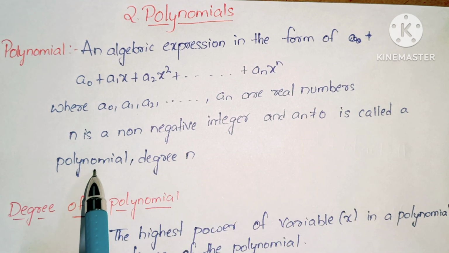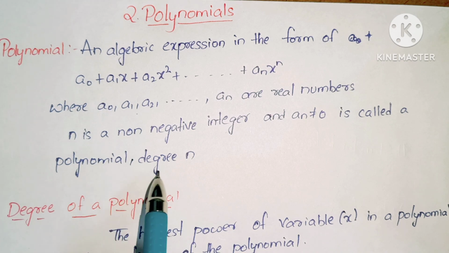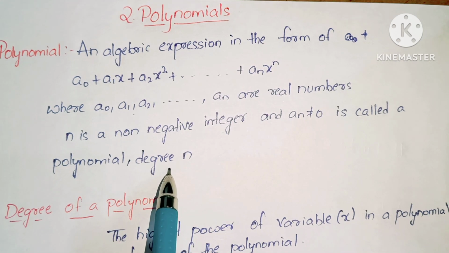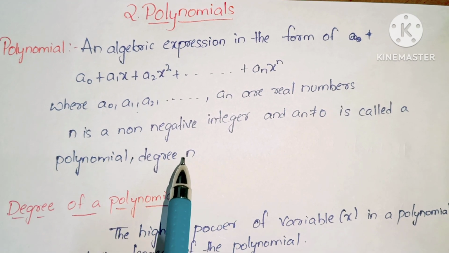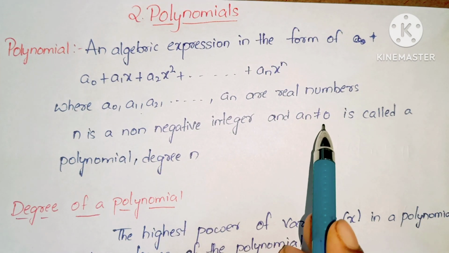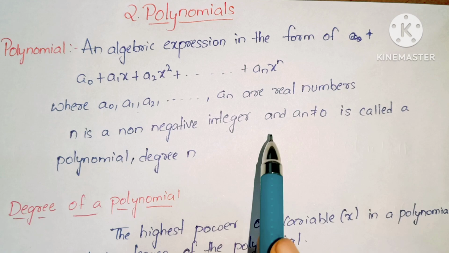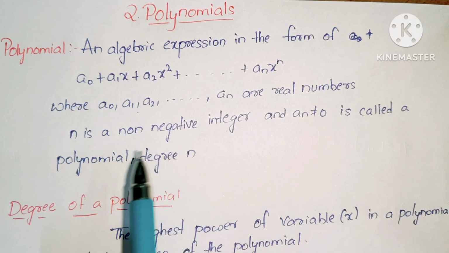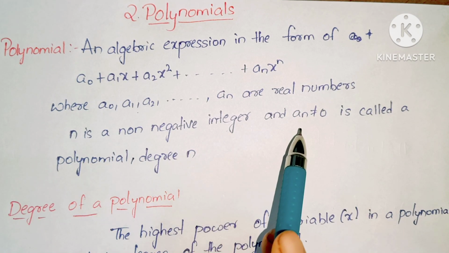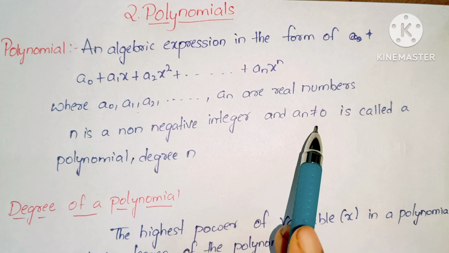Then it is called a polynomial, and you also call it the degree n. Okay, if the degree is 0, you will not get any equation, so it is not a polynomial. Understood? So n is a non-negative integer and n should not be equal to 0.